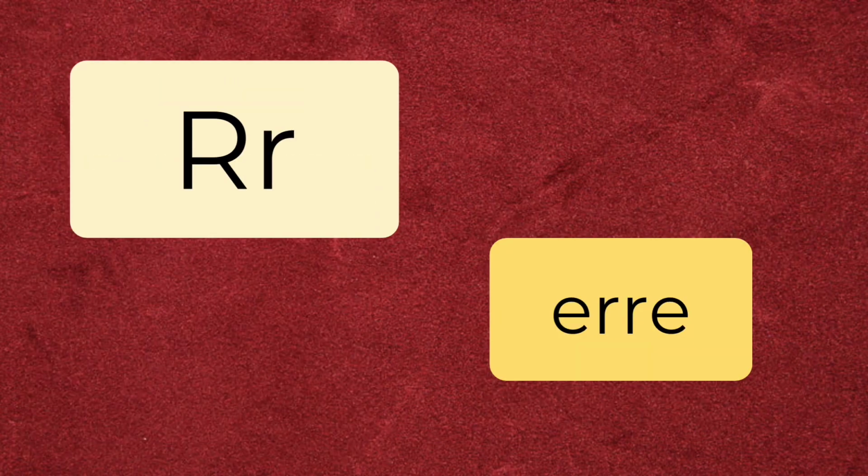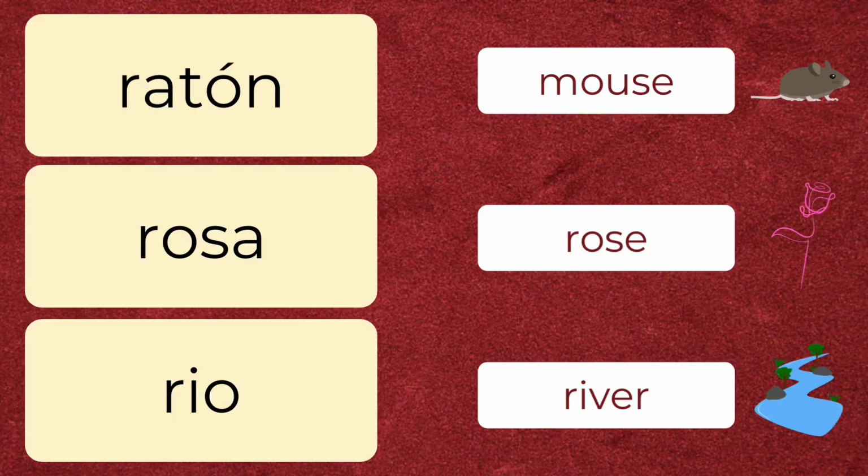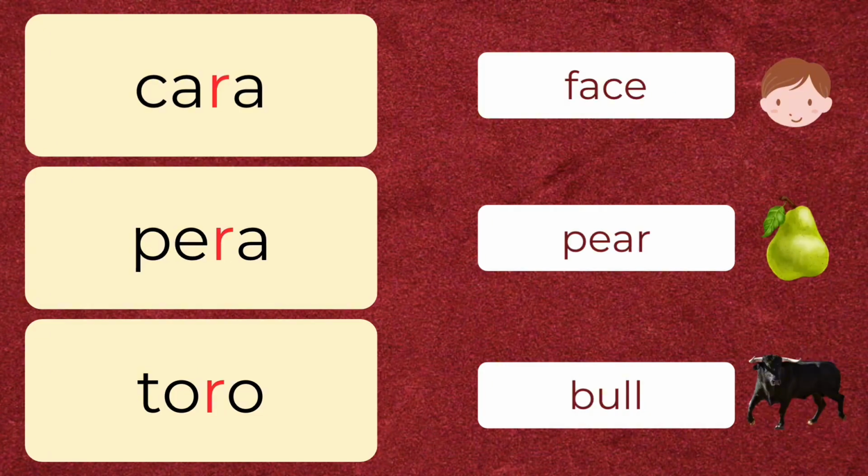Letter R is R, and this is where you have to roll it. If it's at the beginning of the word, it's ratón, rosa, río.